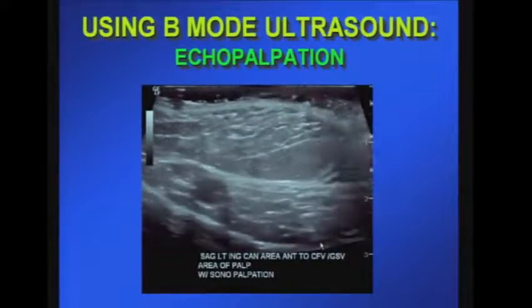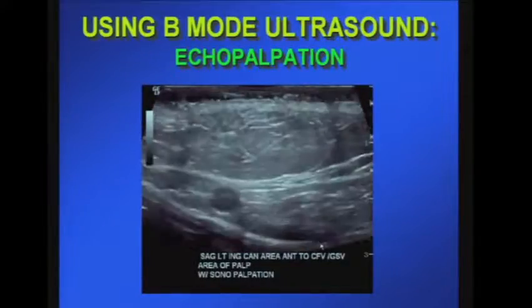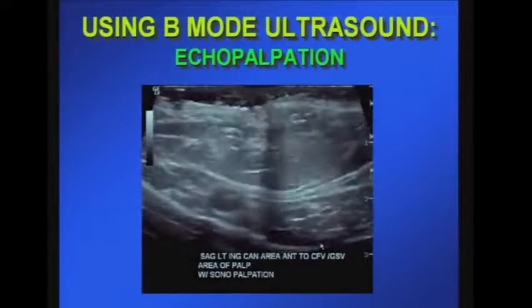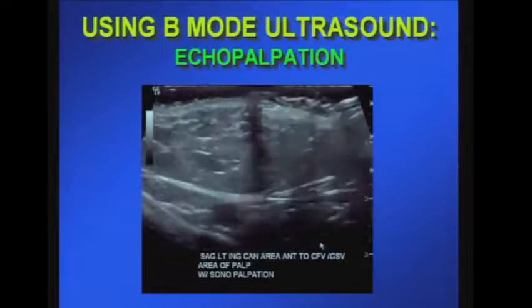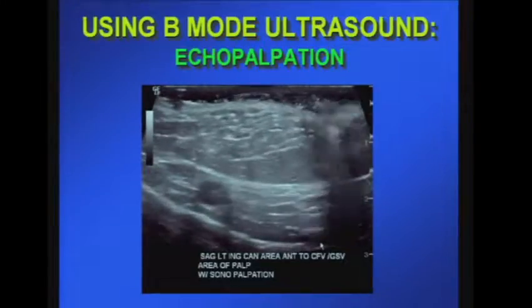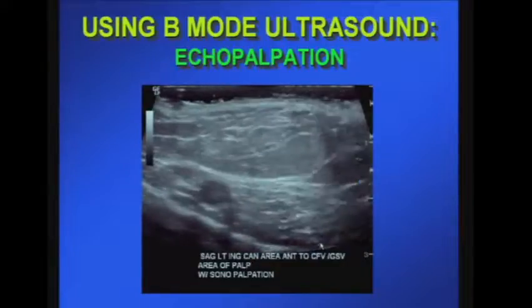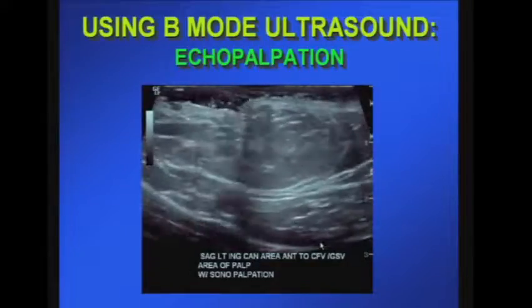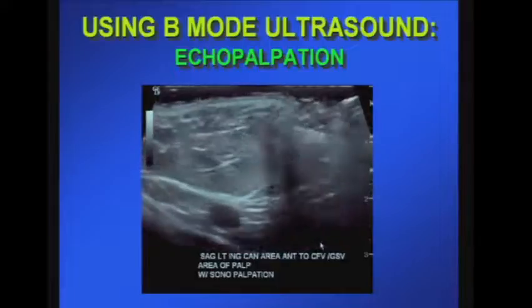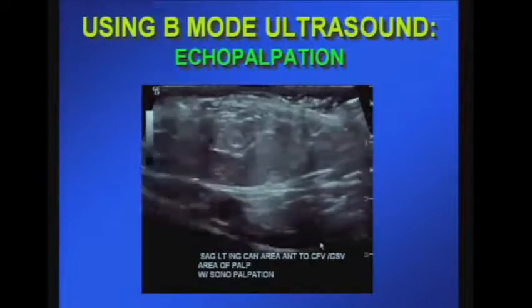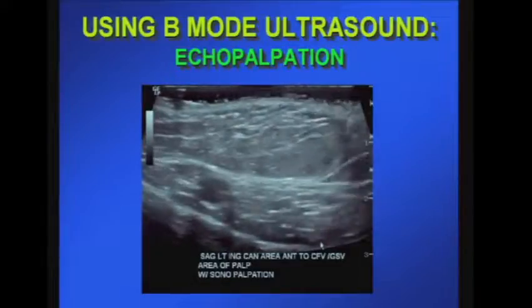Here's an example of echopalpation. I'm sliding a paper clip over a lipoma in a person's groin, and you can see it squishes like a sponge, and the paperclip starts and ends at the edges of the lesion. You can feel the lump with your fingers through the paperclip while you're doing this, so it's a very good way to identify exactly what is palpable or what the patient's concern is, and then also to determine how stiff it is.